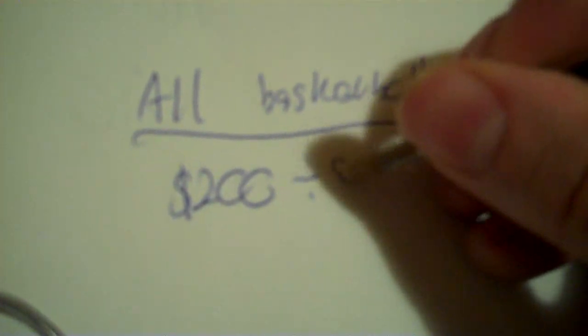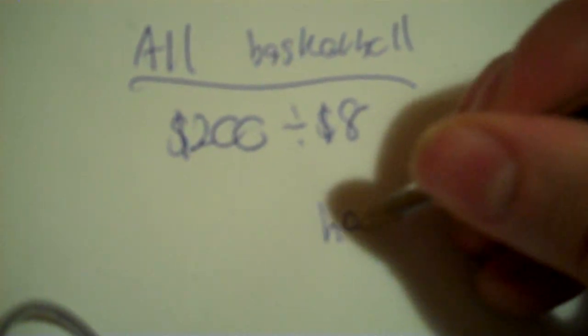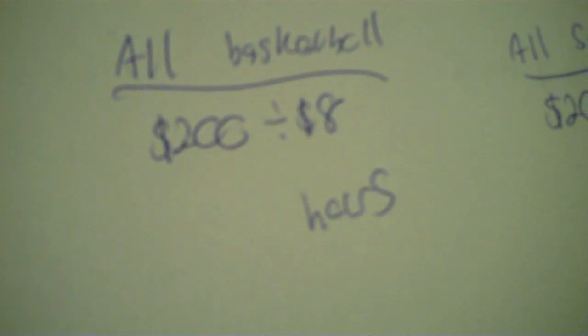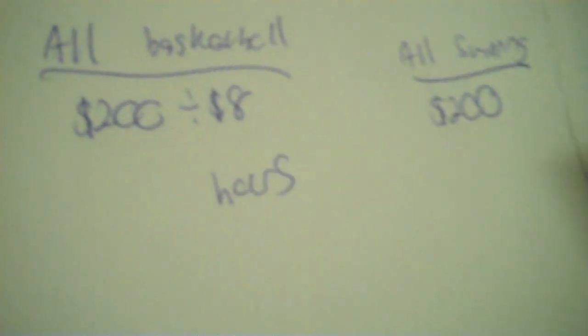So let's talk basketball. You're going to find how many hours you'd have to teach basketball. Well, the fact that you earn $8 per hour means we're going to take 200 divided by 8, and that'll find the hours I would have to teach basketball to earn exactly 200. Okay, 25.